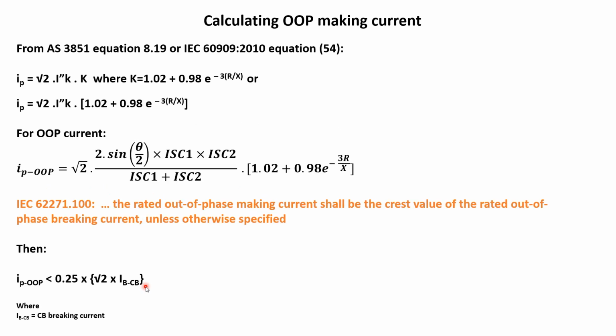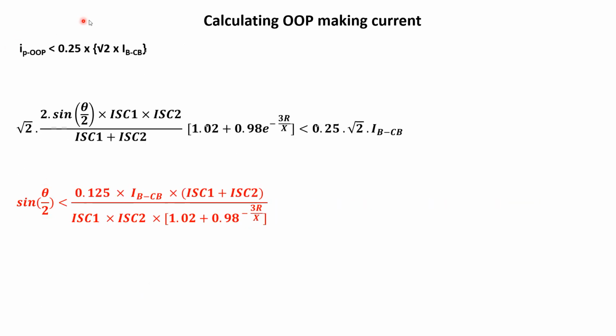So it should be this equation, and we put in the peak value that we calculated. It should be less than this, and then the maximum theta value, the sine theta divided by 2, should be less than these values.